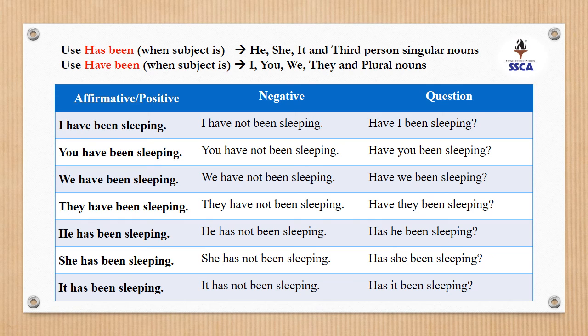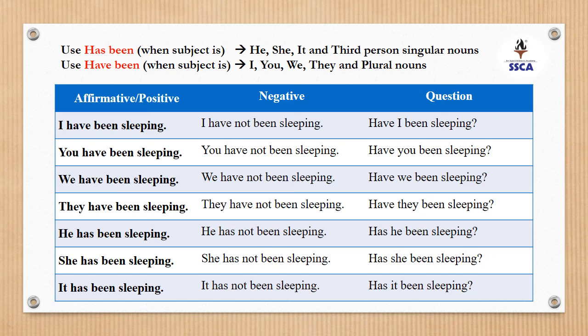Here we have the chart of affirmative, negative and questions. To get a better understanding, see all these sentences, read them, and see how I use them with all the pronouns. Also see the instructions on where you use has been and where you use have been, with what subjects we use has been and with what subjects we use have been. Memorizing the structures and reading these sentences are important for you to understand the present perfect continuous, and you have to do this on your own.